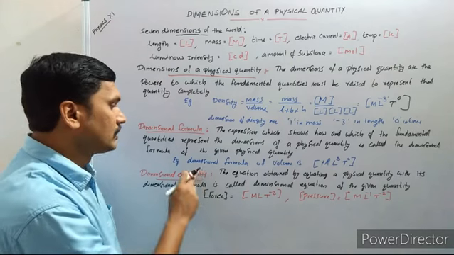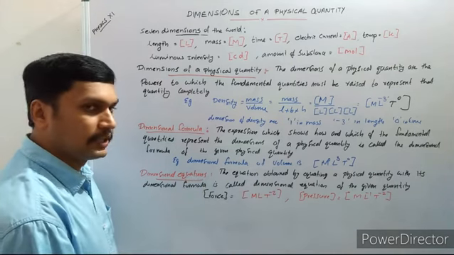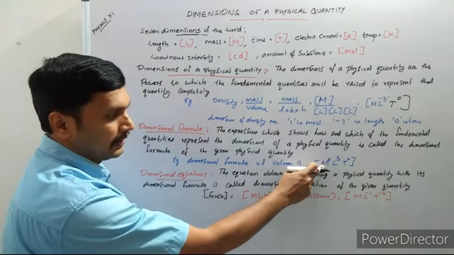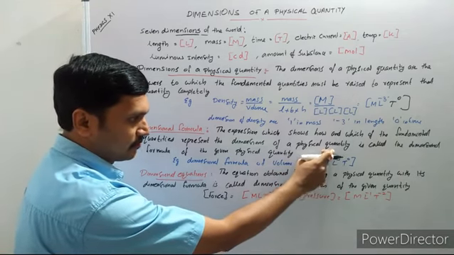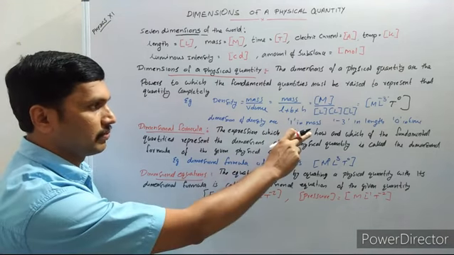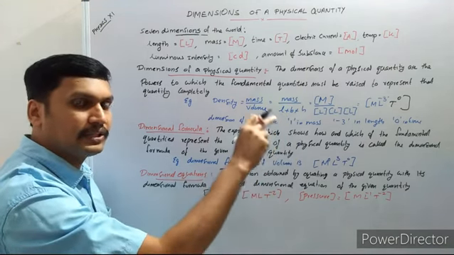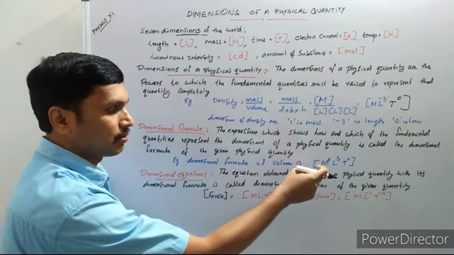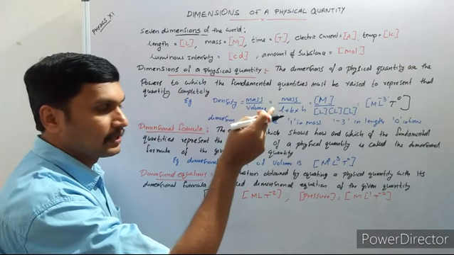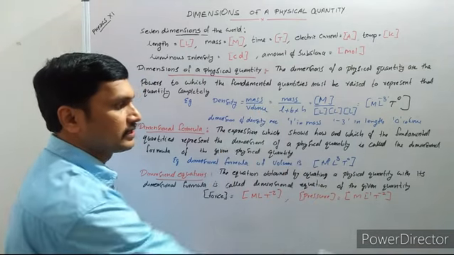For example, the dimensional formula of volume. The dimensional formula of volume is M raised to 0, L raised to 3, T raised to 0. That is, you know that volume is equal to length into breadth into height. So actually, the dimension of volume is L raised to 3, M raised to 0 and T raised to 0.